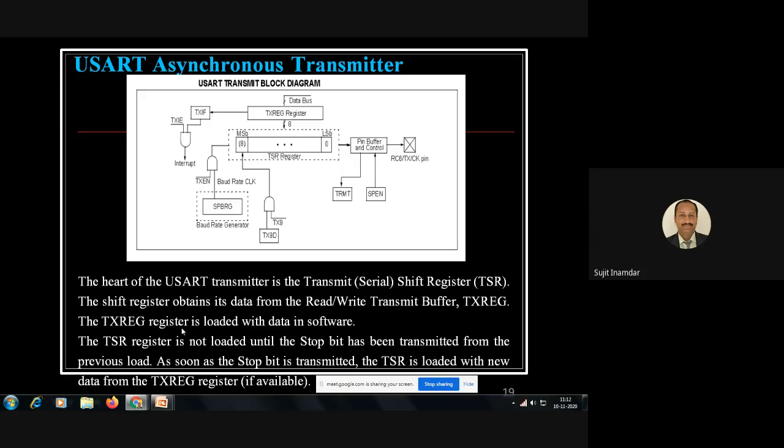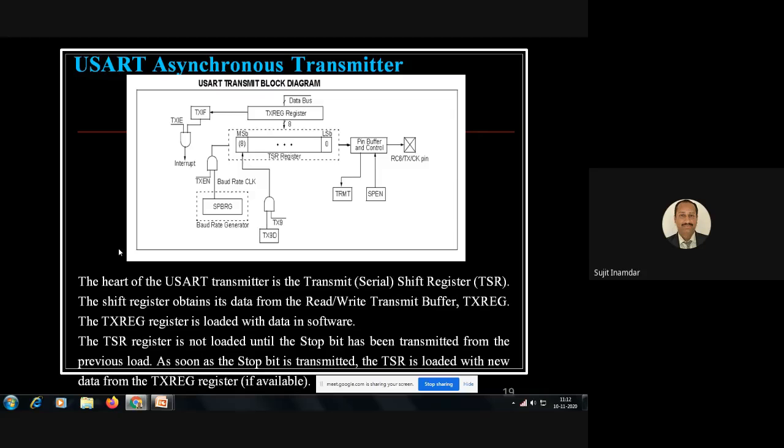The TXREG register is loaded with data in software. TXREG इथून कुठून येतो डेटा, हा तर डेटा बस थ्रू हा डेटा येतो. The TSR register is not loaded until the stop bit has been transmitted from the previous load. म्हणजे मागची फ्रेम जर संपली नसेल तर पुढचा डेटा हा घेत नाही. वन्स इट विल गेट द स्टॉप बिट, याचा अर्थ काय असतो की पहिली फ्रेम संपलेली आहे. आफ्टर दॅट ओनली ॲज सून ॲज द स्टॉप बिट ट्रान्समिटेड, द TSR विल लोडेड विथ न्यू डेटा, म्हणजे वरनं नवीन डेटा येणार. तर अशा प्रकारे दिस इज हाऊ द ट्रान्समीटर इज गोइंग टू वर्क.